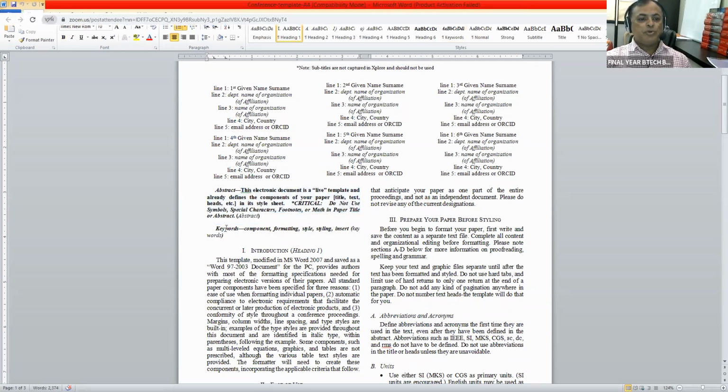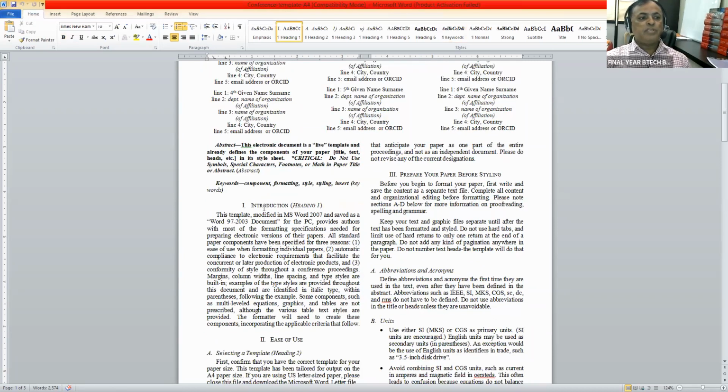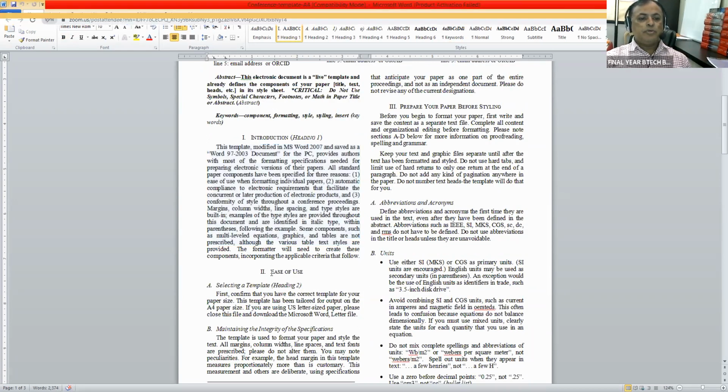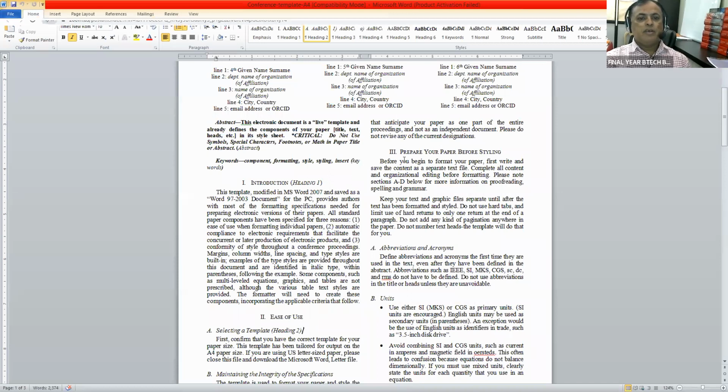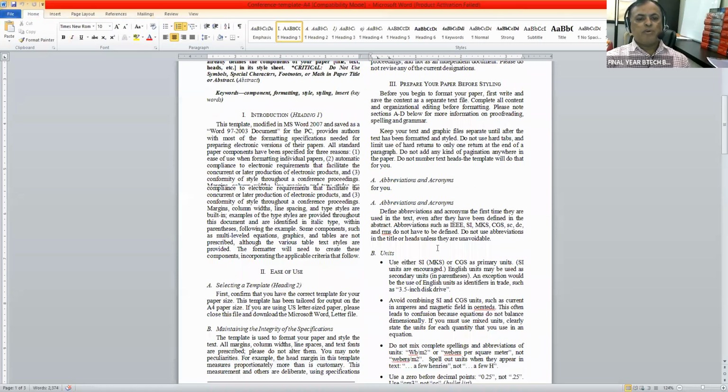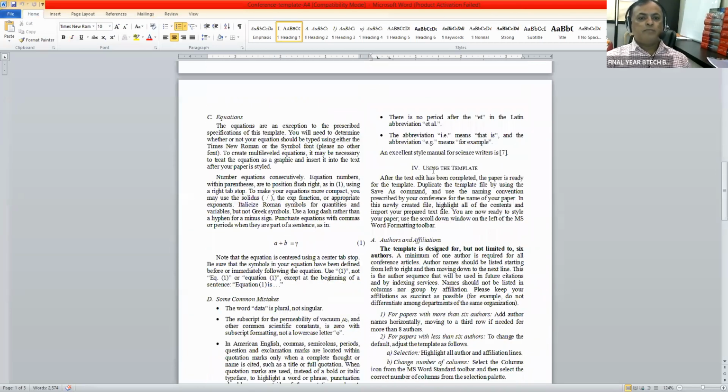Then you have keywords. You can see components, formatting. Five or six words could be mentioned in the keywords. Then you keep this font as it is. Then you can write the introduction here. Second, you can write the materials and methods. You can make sub points also in that. The third chapter is about the literature survey, or it could be the results and discussions. Again, you can make sub points below that. Then the fourth one, you can have the conclusion.